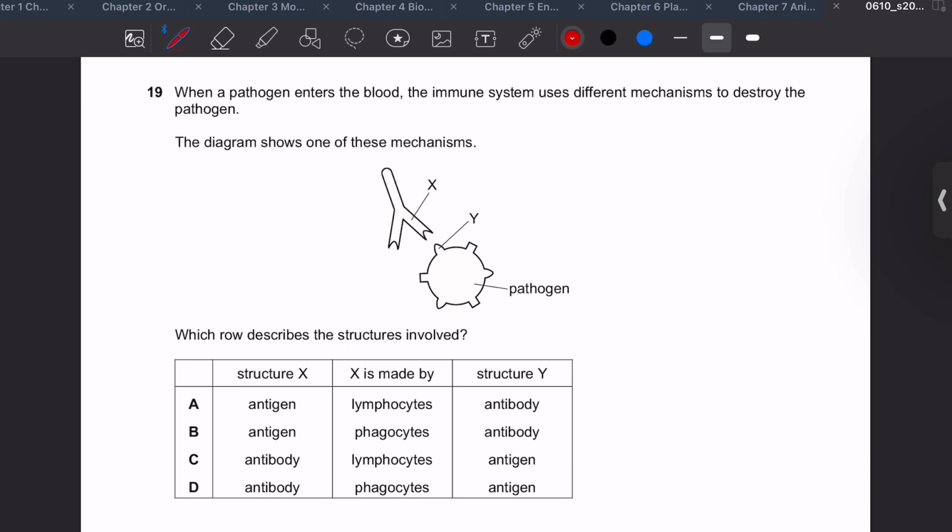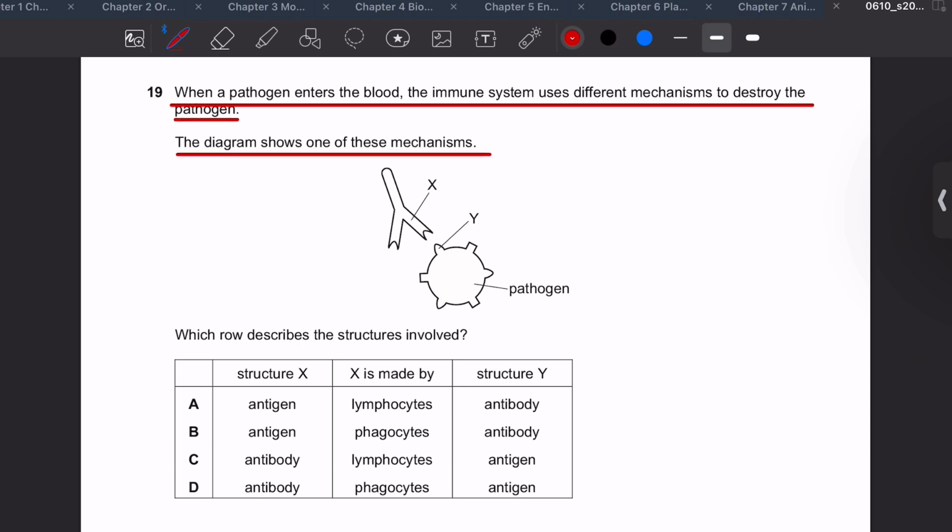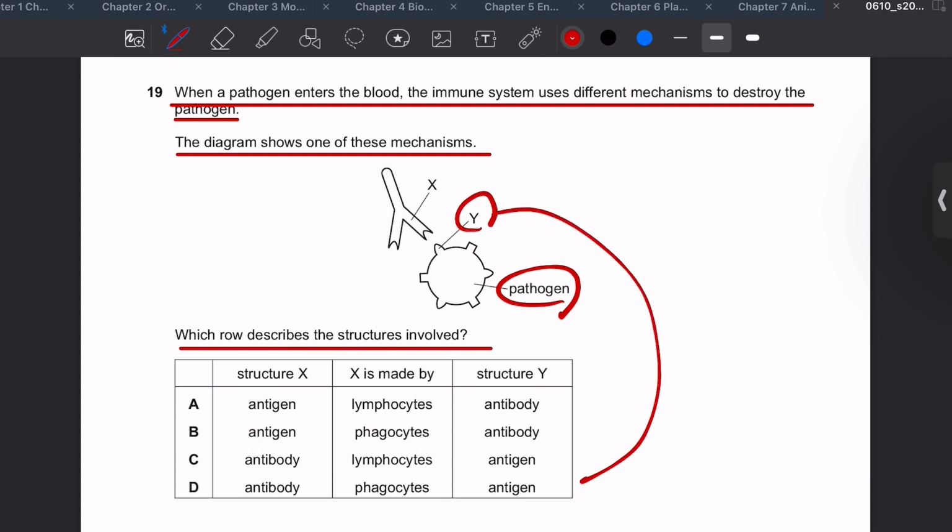Number 19. When a pathogen enters the blood, the immune system uses different mechanisms to destroy the pathogen. The diagram shows one of these mechanisms. Which row describes the structures involved? So this is the pathogen. On the surface of the pathogen, there's always an antigen. So Y is antigen, so the answer should be either C or D. And X is something that binds to the antigen, so it must be an antibody.